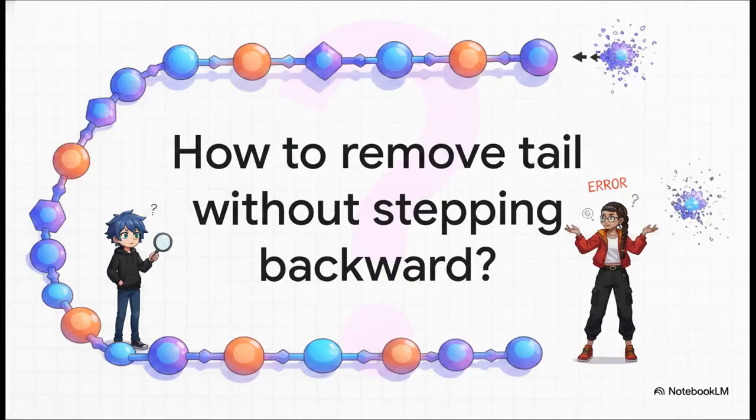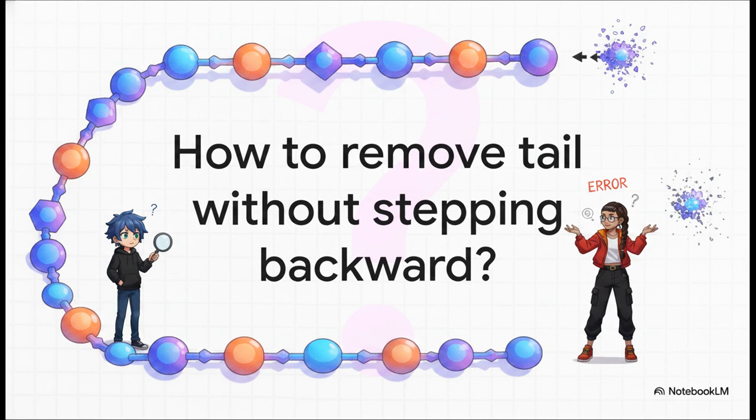Think about it for a second. If you delete that final tail node, the second to last node still thinks the tail exists. It's pointing straight to a dead end. And if you can't step backward from the tail to update that previous node's pointer to null, how do you fix the list? Well, you are forced to start at the very beginning and walk through the entire scavenger hunt all over again just to find that second to last clue.